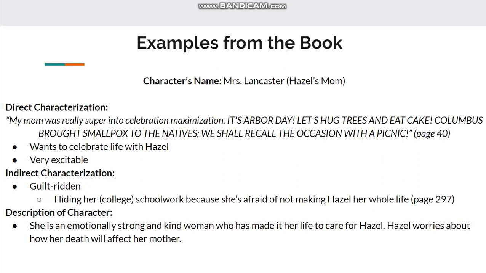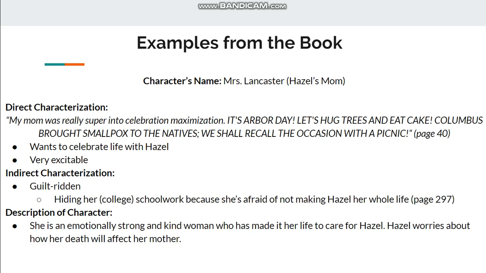My first example is a quote from Hazel where she tells us that her mom is super into celebration and gives us an imitation of her mom. Here, Hazel tells us that her mom likes to celebrate, so we don't have to speculate on that part of her personality.